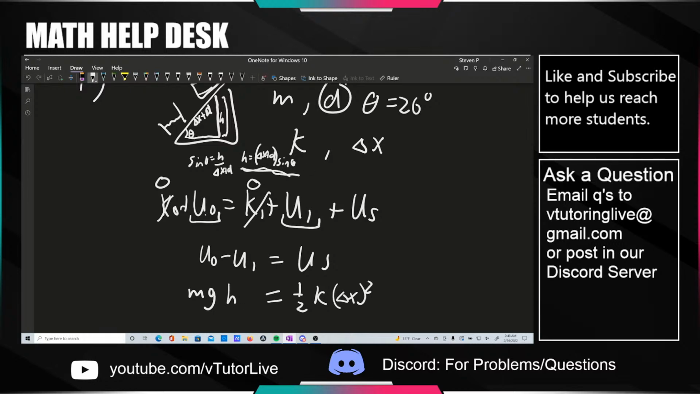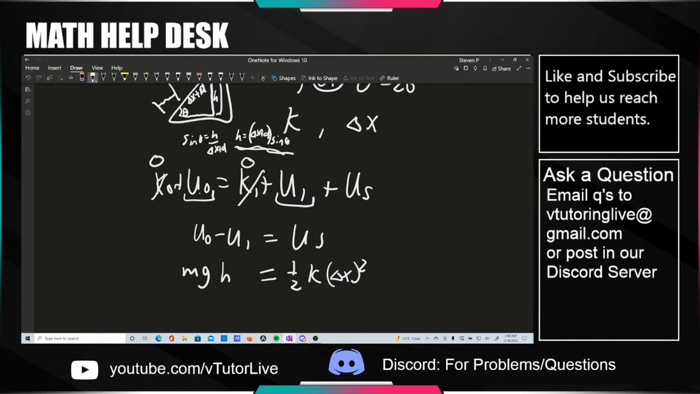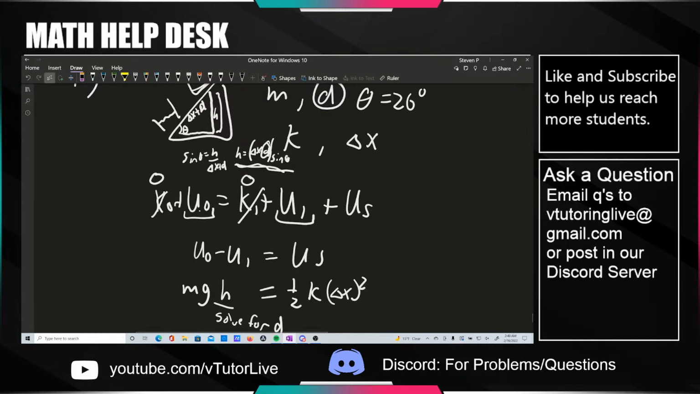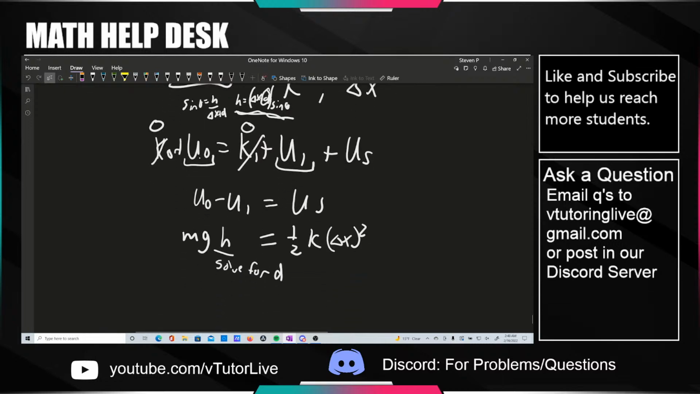So just go plug that in, right? And then at that point, you can solve for d. d is inside h, so just solve for it. Solve for d, and that should be gravy. It's just a little bit messy because you kind of have to figure out that both delta x and d are important to finding the h, but it should be okay.